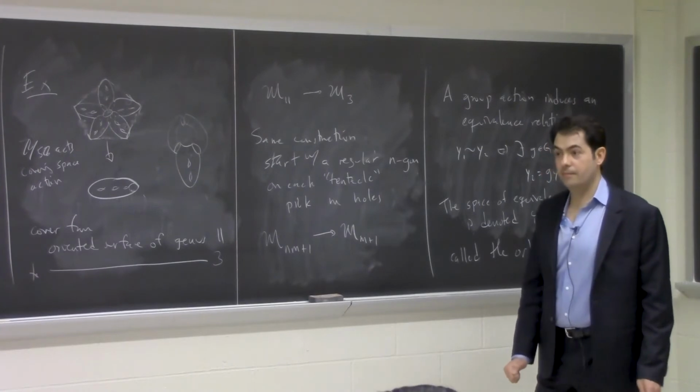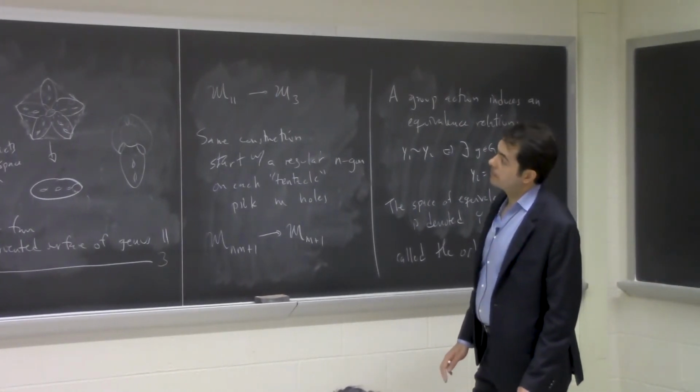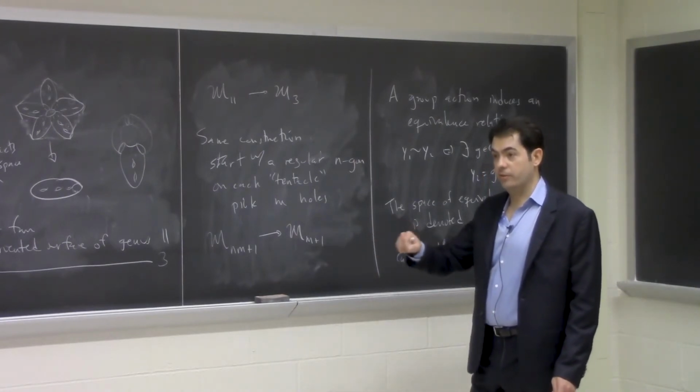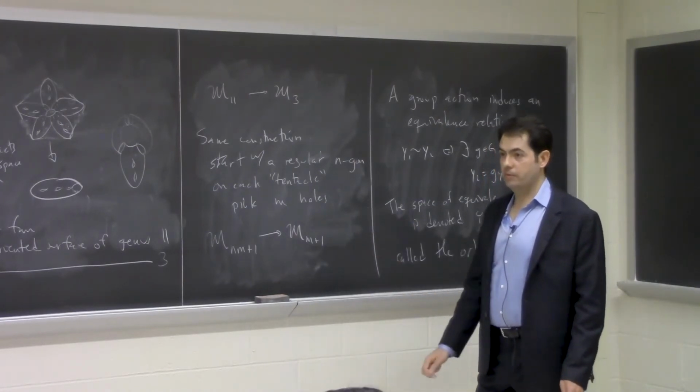What would have happened if you didn't have that hole in the middle? I would have some point that's being fixed by the action, right? And I can't have that.